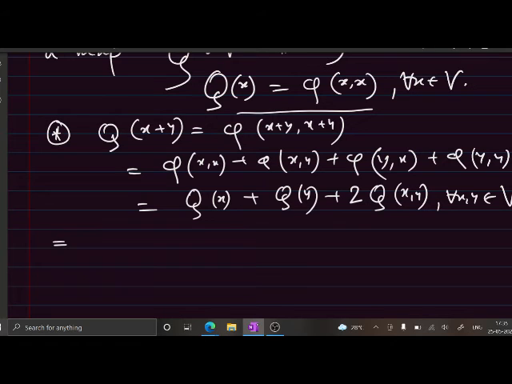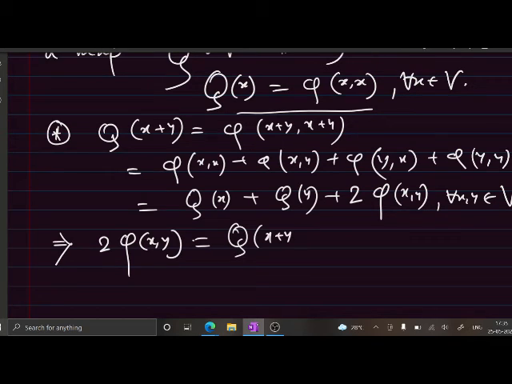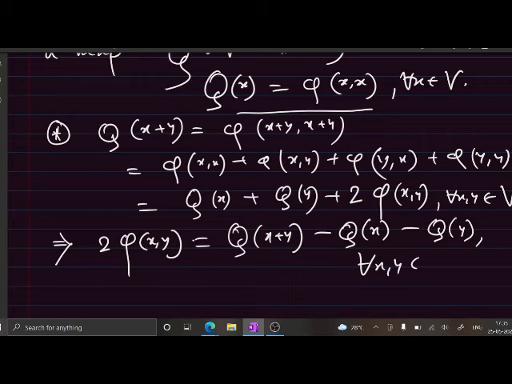So now, I'm sorry, this is phi. Sir, q(x,y) equals phi(x,y), will that be it? No, phi(x,y). Yes, that will be 2 phi(x,y). So 2 phi(x,y) equals q(x+y) minus q(x) minus q(y). So this is true for all x, y belonging to V.